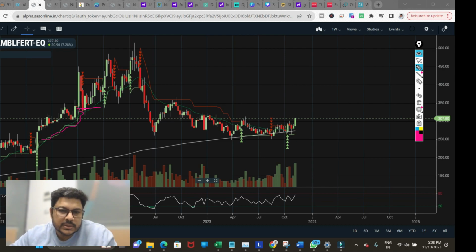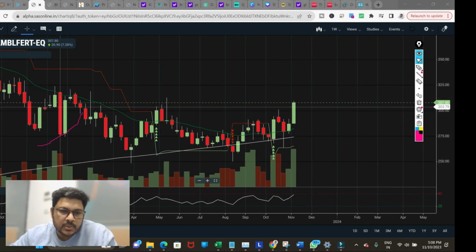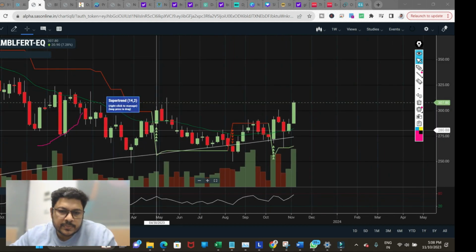Okay, listen to this very carefully, that whenever the trend is up, the super trend is changed and the candle is closing below the super trend.